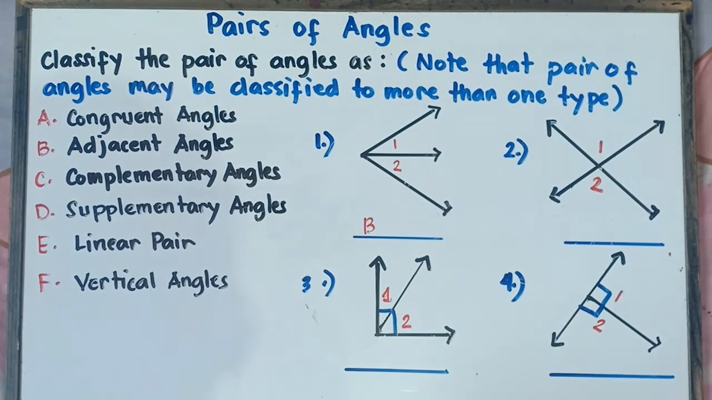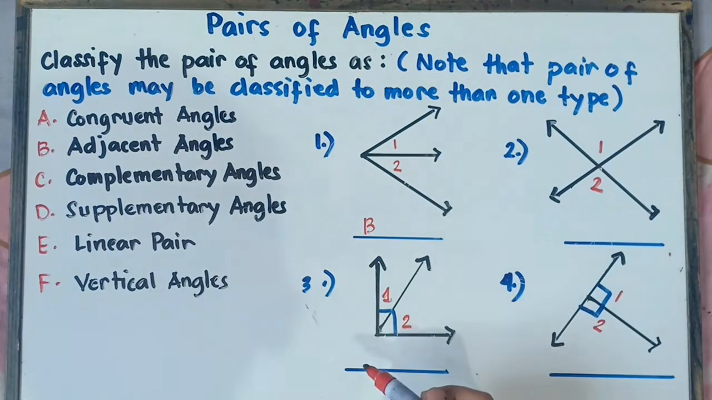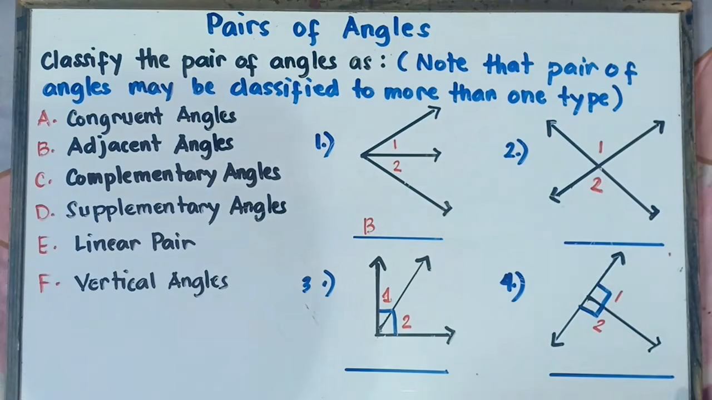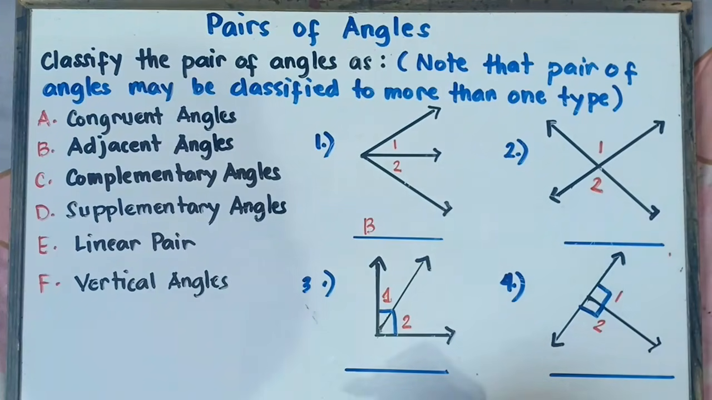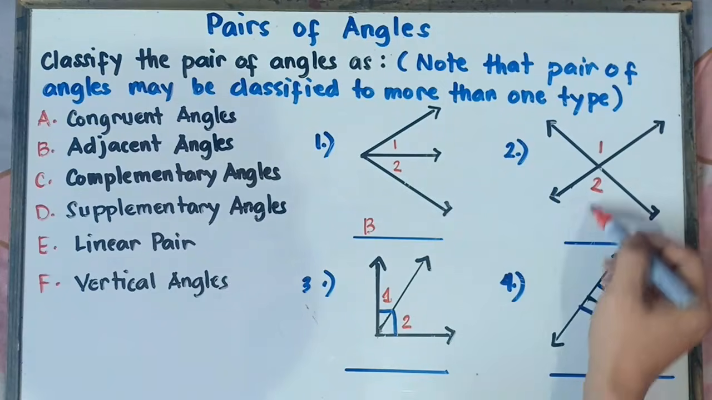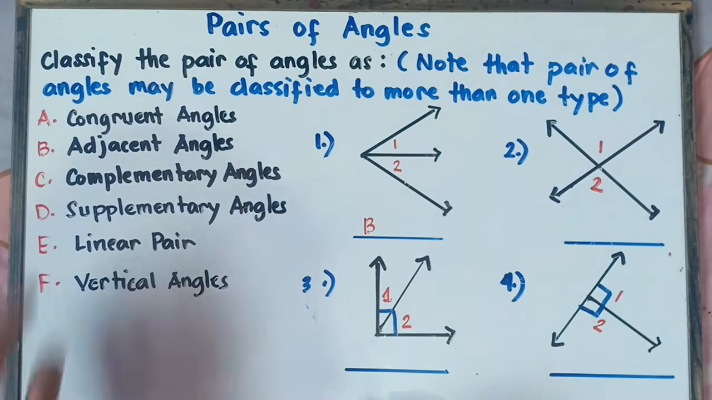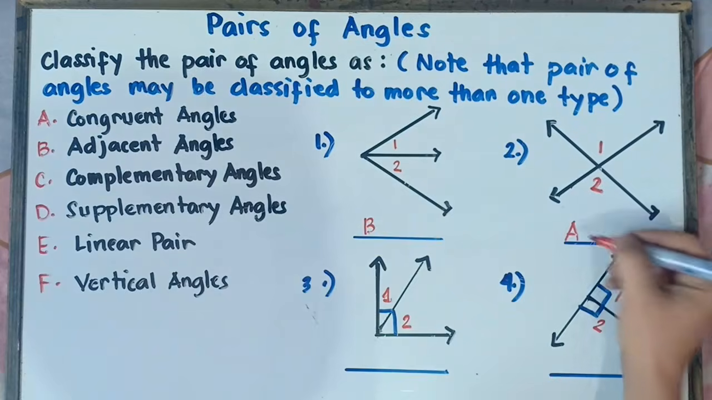Alright, for number 2, we have two given intersecting lines. Can we call this one congruent angles? Yup, we can call this one congruent angles because vertical angles are congruent angles. Therefore, the measure of angle 1 is congruent to angle 2, the same measure. So we can call this one A, congruent angles.